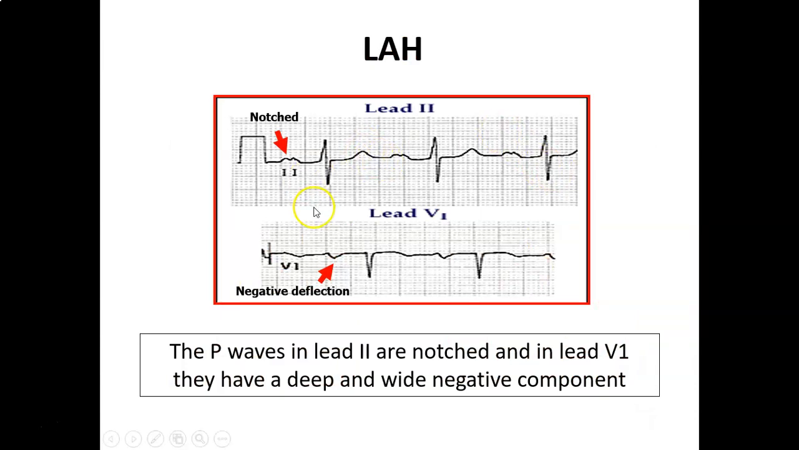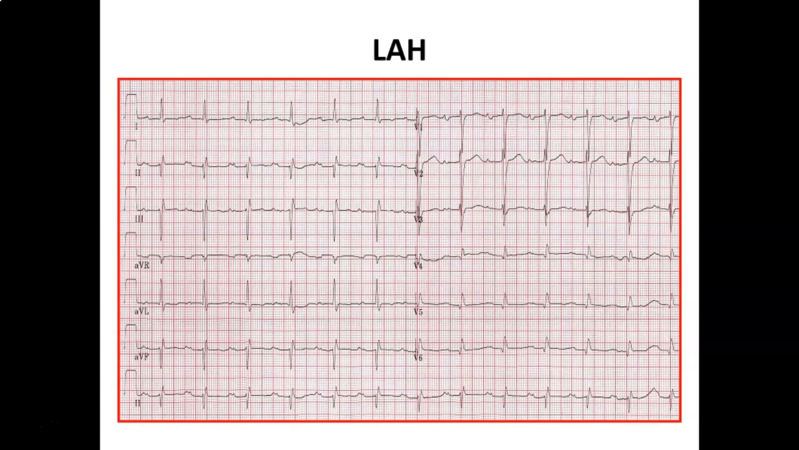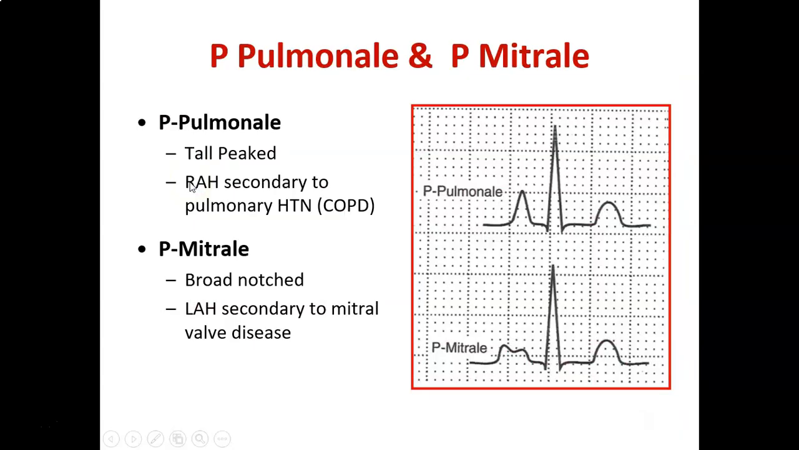So again, look at this ECG. In lead 2, if you get a broad notched M-shaped P wave, this is more in favor of left atrial hypertrophy. If the distal component is deep in V1, again, this is more in favor of left atrial hypertrophy. Look at this ECG and try to find, is there any left atrial hypertrophy by looking at lead 2? No. P pulmonale and P mitral.